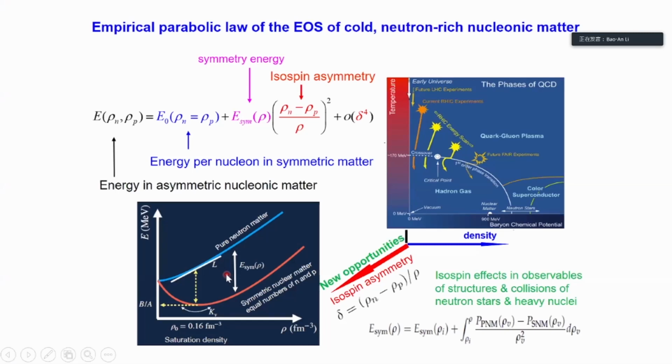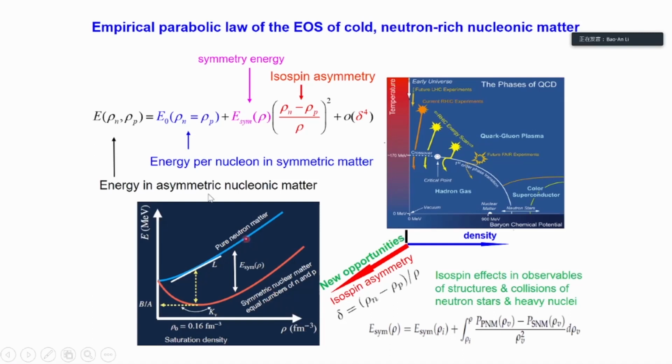For those of you who have been studying symmetry energy, you have heard a lot about the L parameter, which is used to characterize the slope of symmetry energy around the normal density. Since the symmetric matter has a minimum at saturation density, L is just proportional to the pressure of pure neutron matter. So L can tell you directly something about the pressure in pure neutron matter.